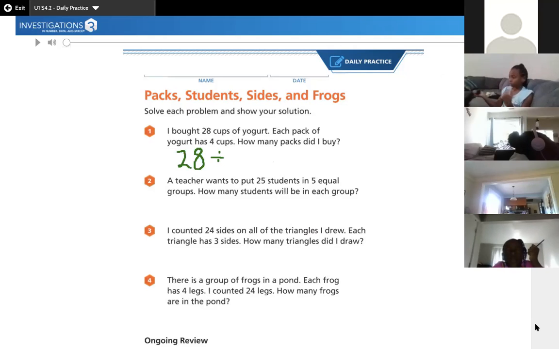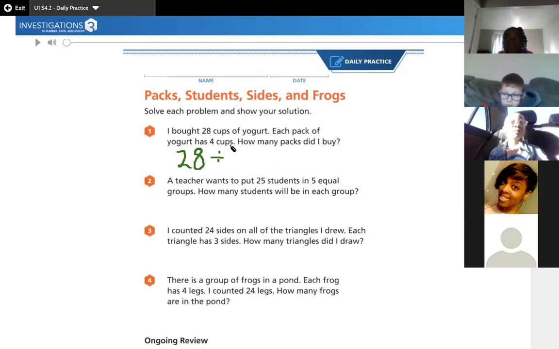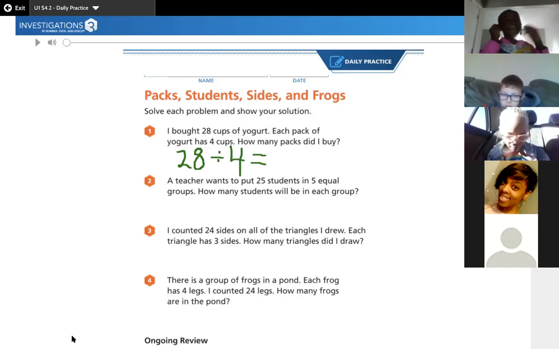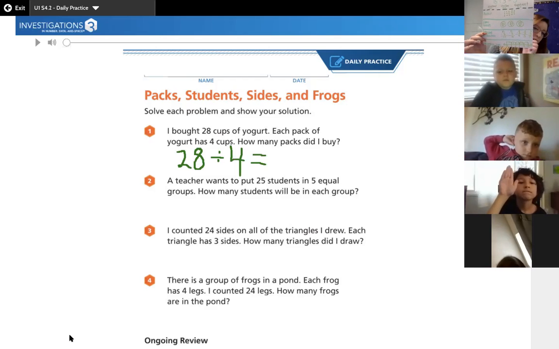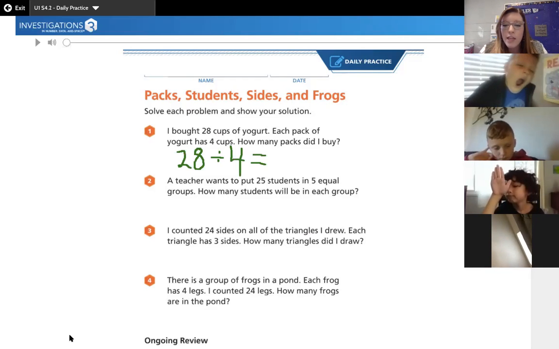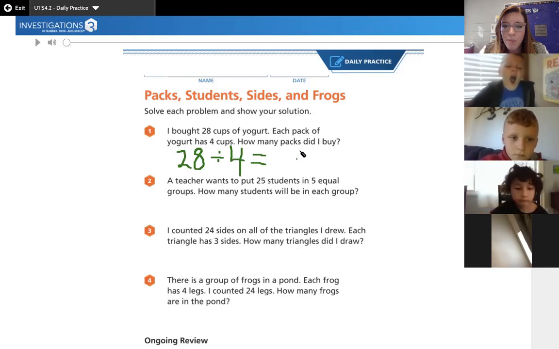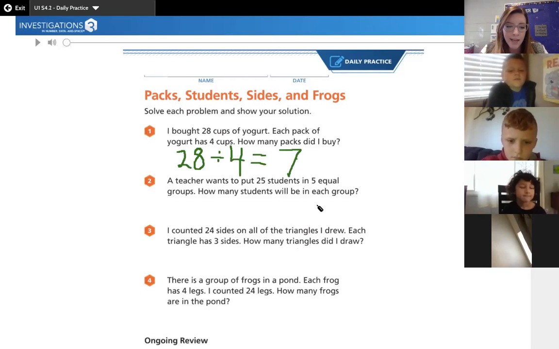How many cups come in one pack? Who can answer that question for me? 4. Okay. And then how many packs did they buy? Or what is 28 divided by 4? Who knows this answer? Remember, you can look at our chart from yesterday to figure out a strategy to use to solve a division problem, which I will also put on your Canvas page. So you'll have both. Sue, what's my answer? 7. Good job. So you have 7 packs.